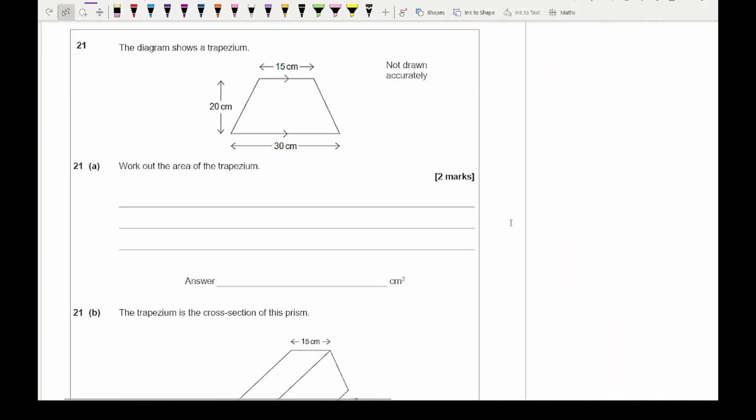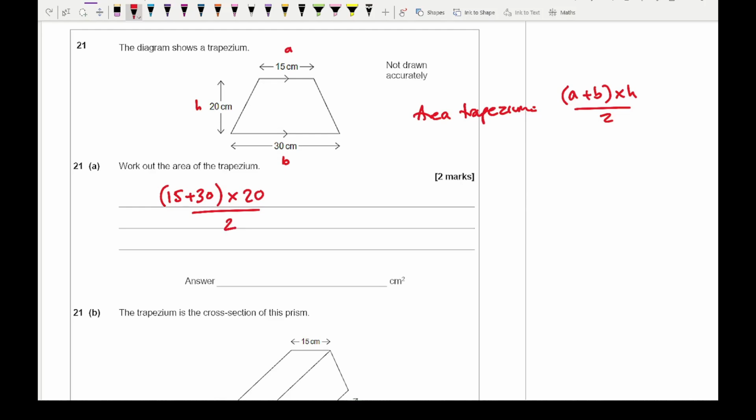Moving on to question 21, it says the diagram shows a trapezium, and for part A it's asking me to work out the area of the trapezium. Well, the area of a trapezium as a formula is (a plus b) times h divided by 2, where a and b are the two parallel sides and h is the height. So substituting numbers in, I get 15 plus 30 multiplied by 20, all divided by 2. So 45 times 20 divided by 2, and working that out gives me an answer of 450.